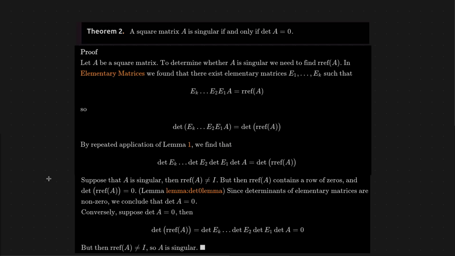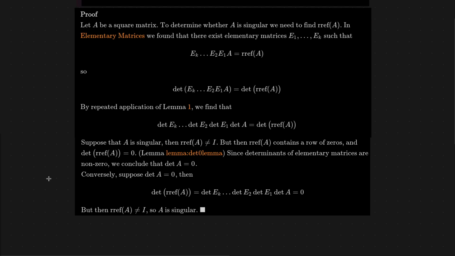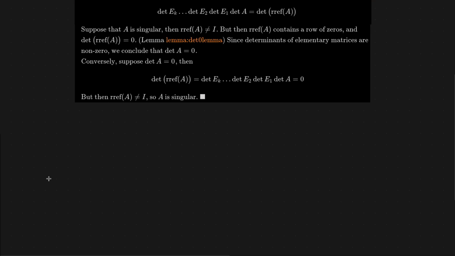So that's the rigorous mathematical proof. But as promised, I also want to cover a geometric argument for why this is true, and it'll give us, I think, a little bit more intuition on what's going on here. Okay?